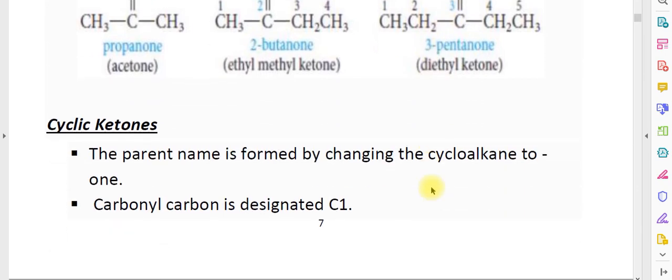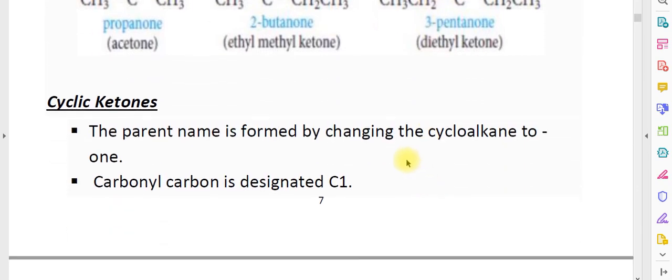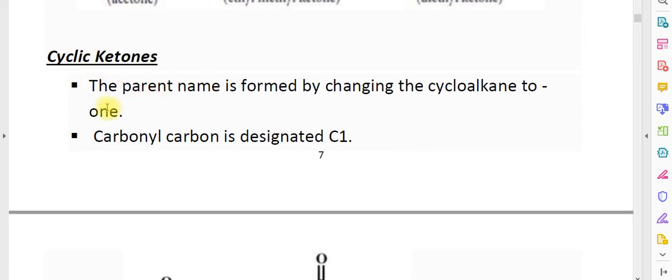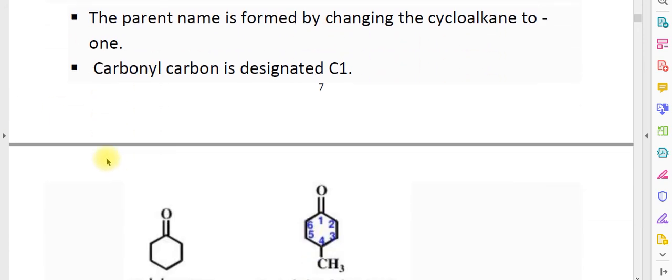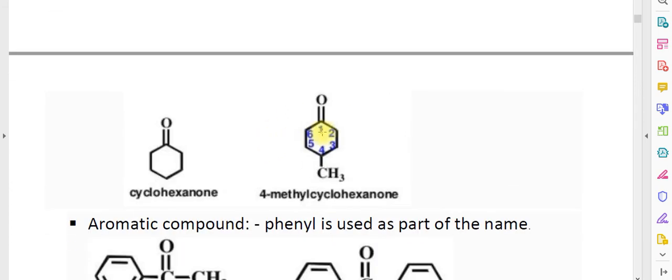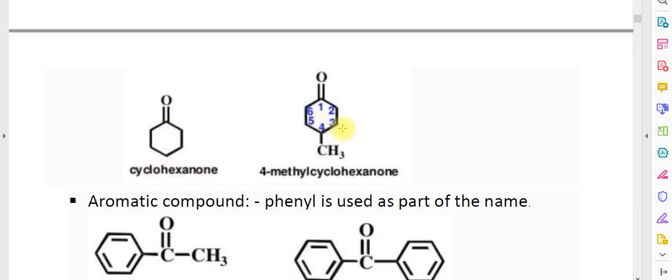Okay. All the above examples are aliphatic ketones. There are cyclic ketones also. The parent name is formed by changing the cycloalkane ending to one. The carbonyl carbon is designated C1. You can see 1, 2, 3, 4. The carbonyl carbon is given the number 1. So this is cyclohexanone. Here there is a chance of numbering starting from here also.